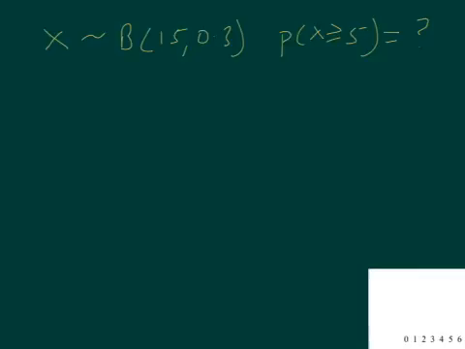Here's the second example. In this case we've got another binomial distribution, 15 trials, the probability of success is 0.3. What's the probability that we get 5 or more successes? So this is different because we're finding a number greater than or equal to 5. Previously we had less than or equal to. The tables will give us the figures which are less than or equal to a particular number.